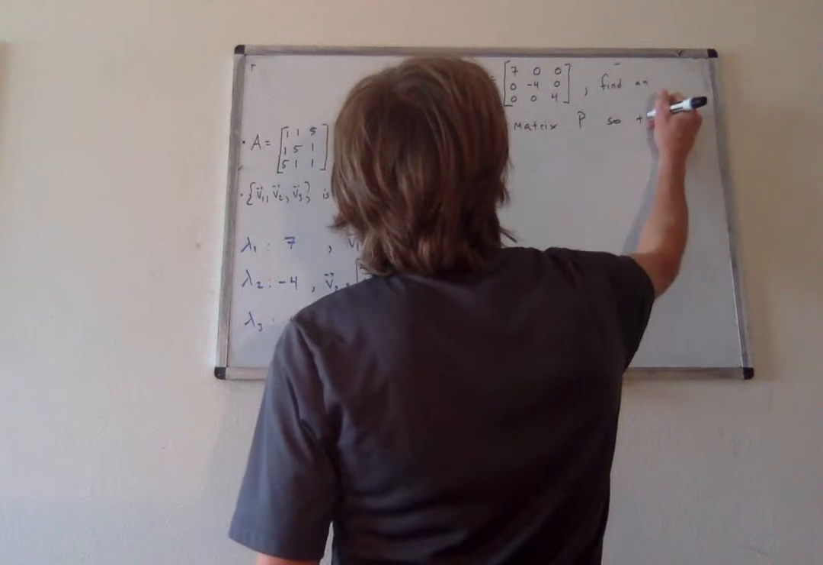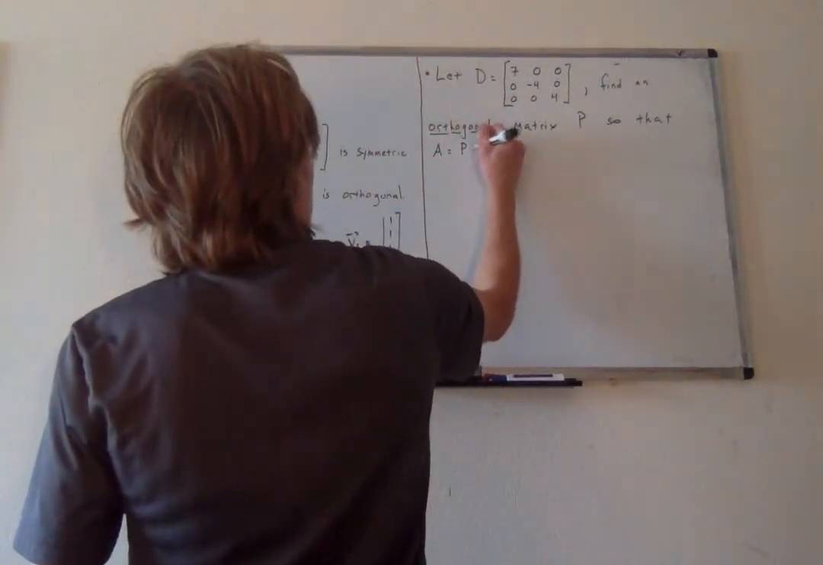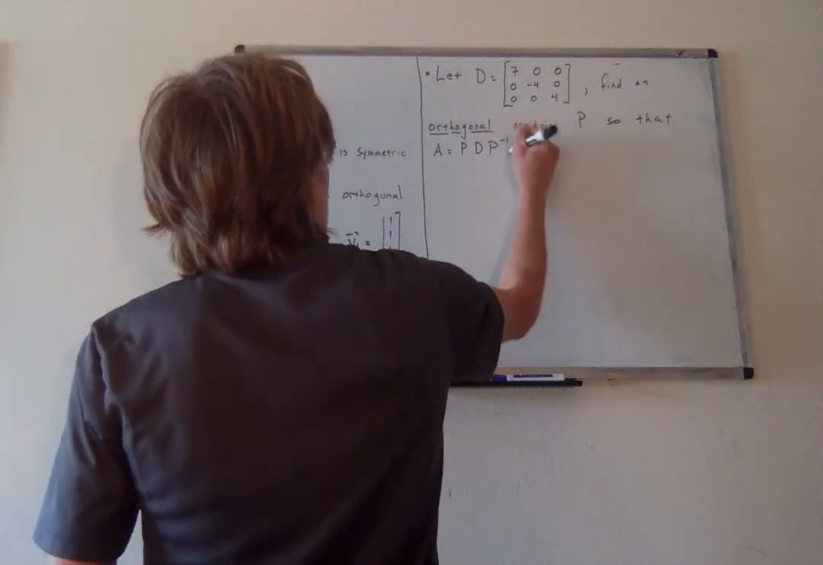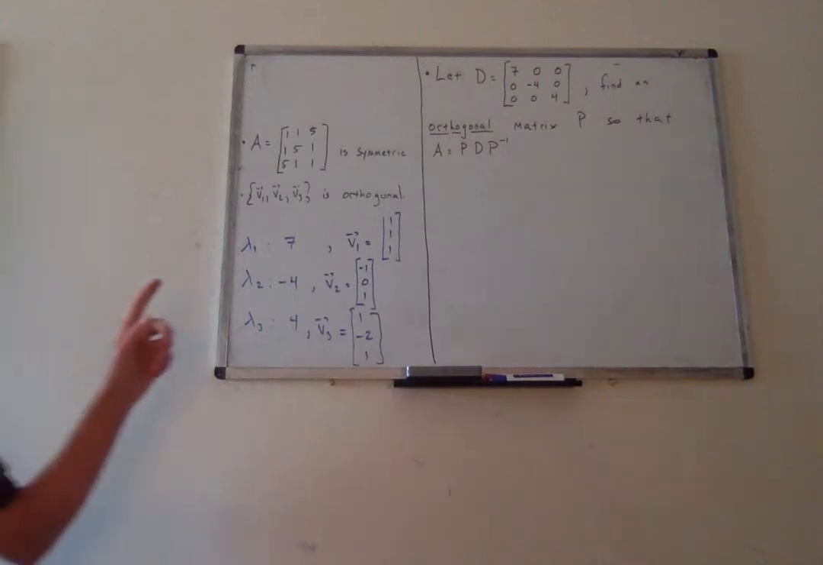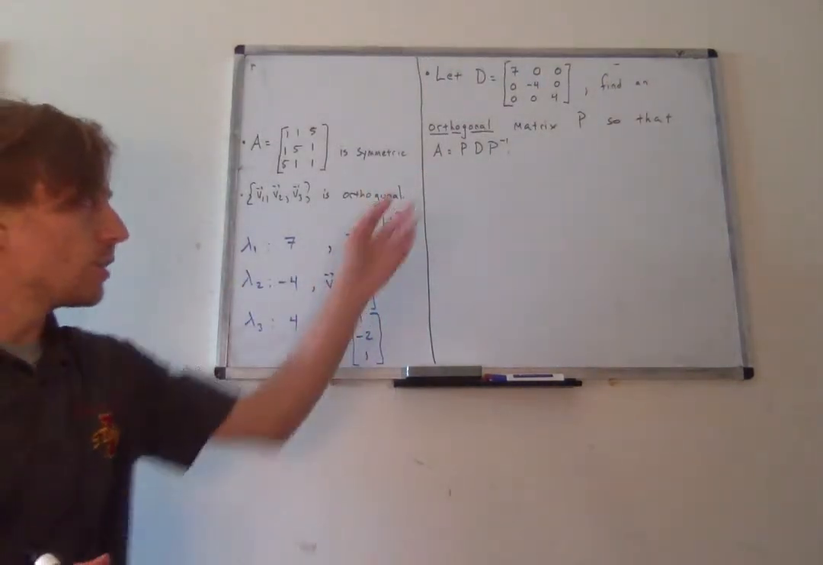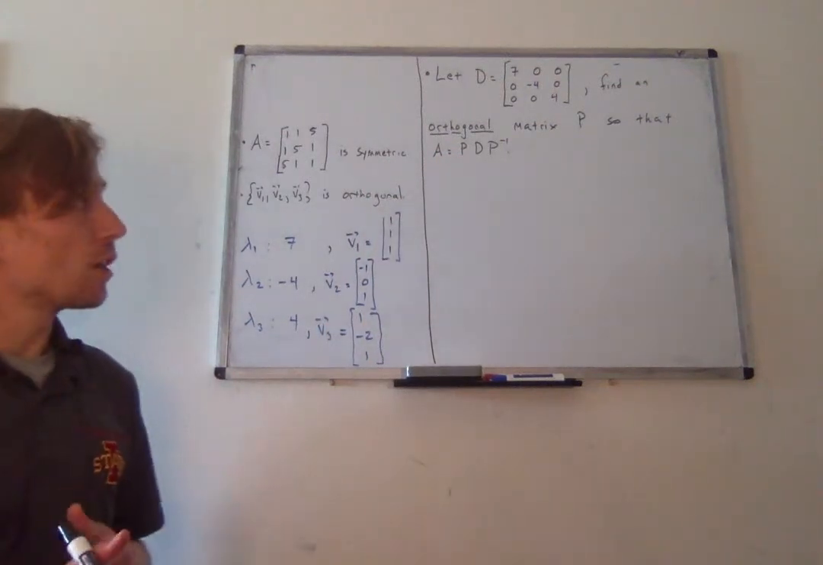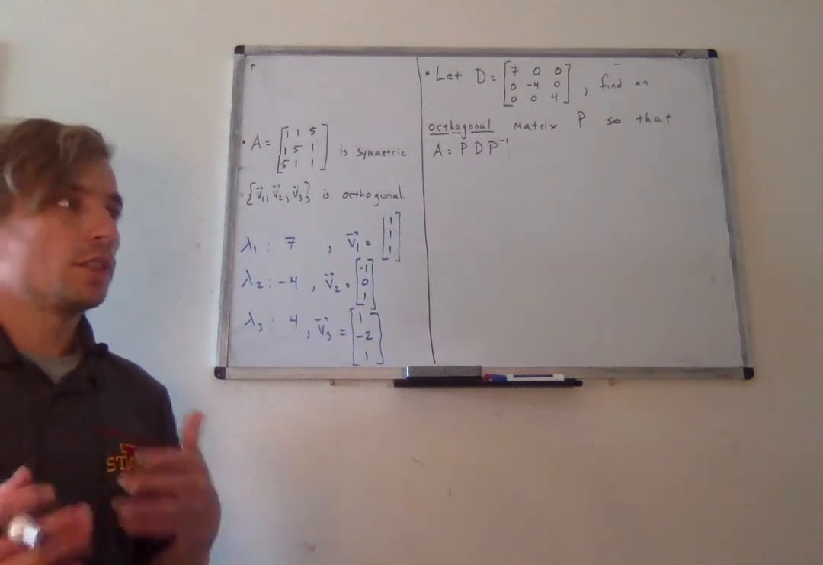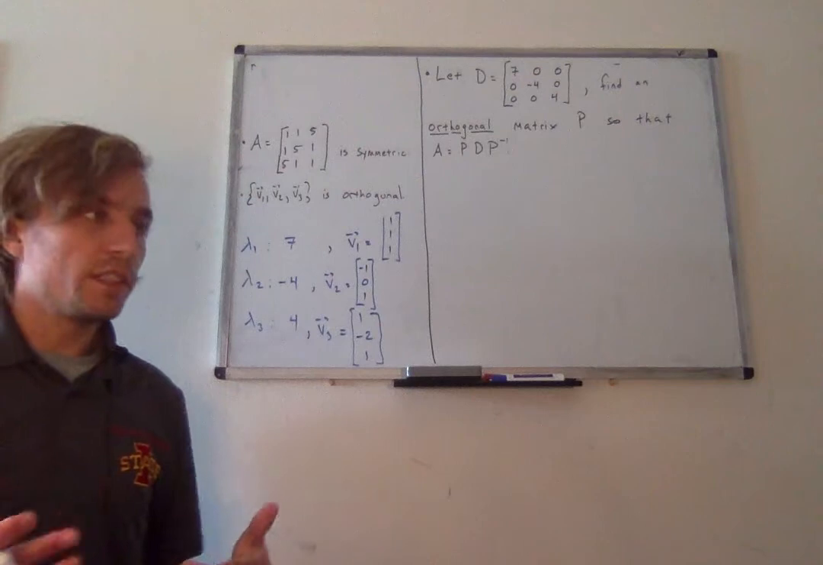So that A is equal to P times D times P inverse. Remember, if I'm diagonalizing A, this is basically asking me to diagonalize A, but putting a few more restrictions on the matrix P that is performing this diagonalization.